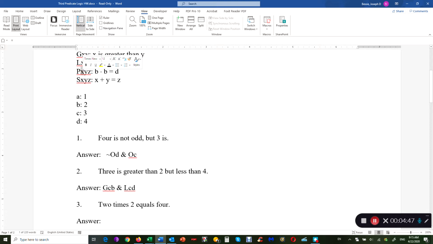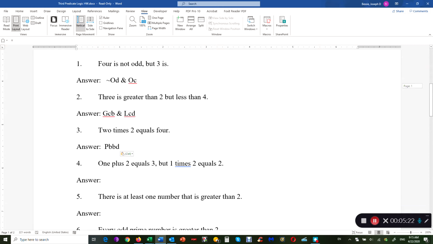There's a B in the place of X. There's a B in the place of Y. And there's a D in the place of Z. And that's the symbolization, actually. This bit right here. So I'm going to copy that, return this to how it was, and bring the answer down to line 3. The product of 2 and 2 is 4.